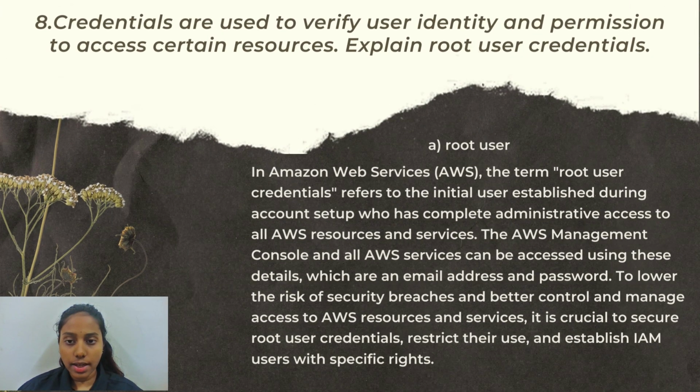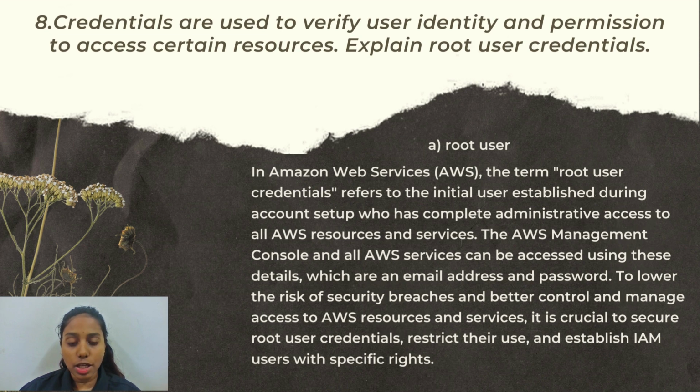So question 8 is divided into two parts also, which is credentials are used to verify user identity and permission to access certain resources. Explain root user credential for the first part. So the root user. In Amazon Web Service, also known as AWS, the term root user credential refers to the initial user established during account setup who has complete administrative access to all AWS resources and services.